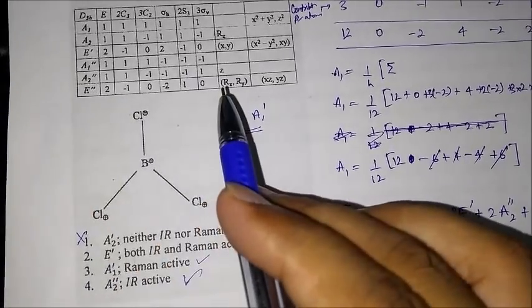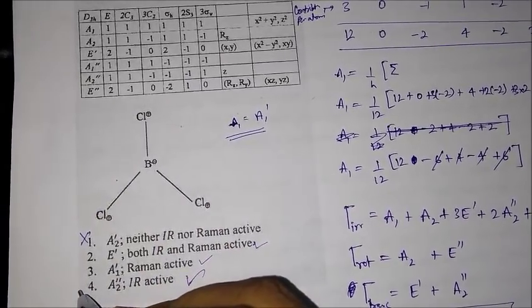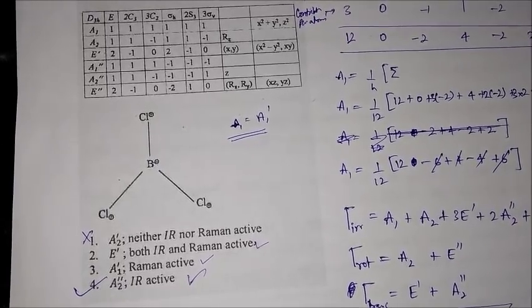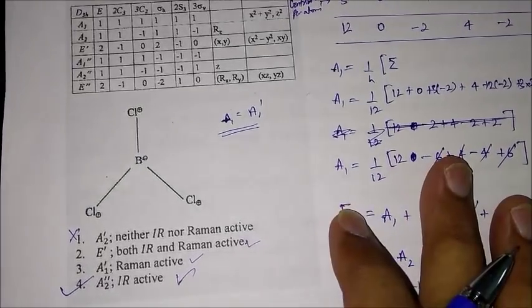So for A2 double prime we have the z-axis. That's why the correct option for this question will be this: A2 double prime is IR active. So this question is solved.